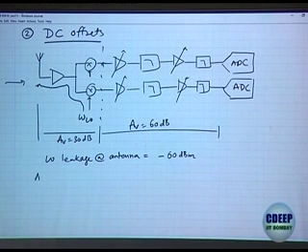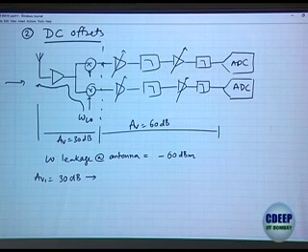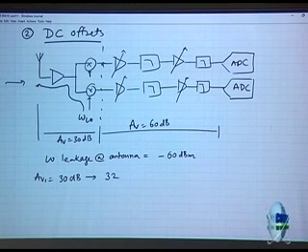So AV1 is equal to 30 dB. So what is that number? 6 dB is a factor of 2. So what is 30 dB? Which is 32, right? So that's kind of the way I would like you to think. Use these, like 6 dB is a factor of 2, and a factor of 10 is 20 dB. You have to keep those in your head.